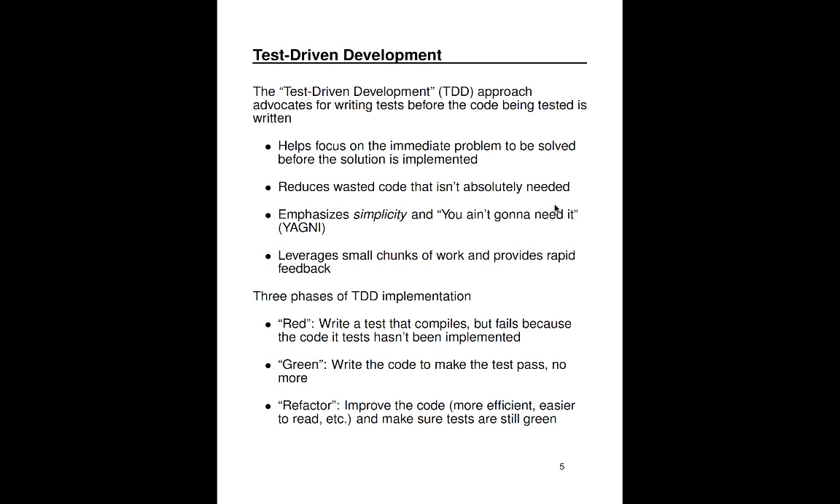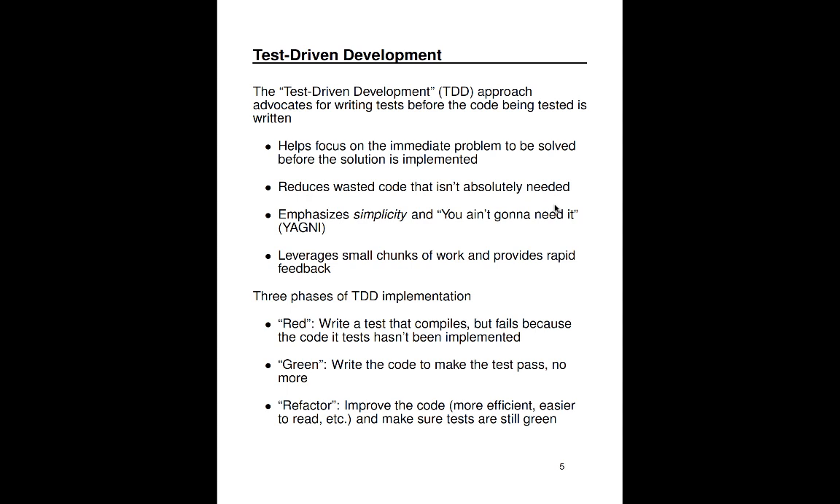It applies the YAGNI principle: You ain't going to need it. So the whole idea is that if you write the test first and then just do the minimal amount of work necessary to make that test pass, well, clearly all of your code is necessary. You're not adding extra functionality that ultimately won't be used. And by working in small chunks, it allows you to get rapid feedback on your work, and again, helps you go faster because you have confidence.